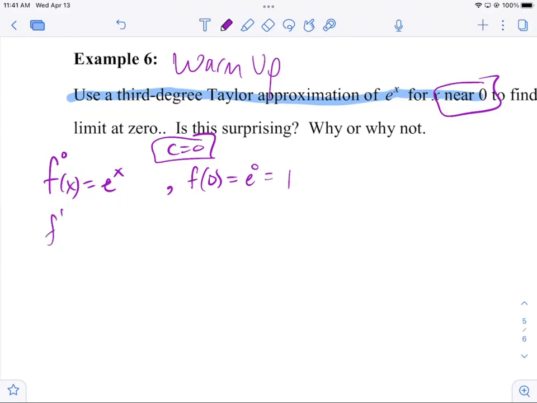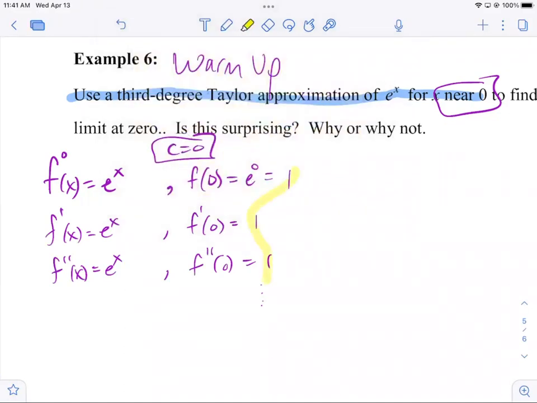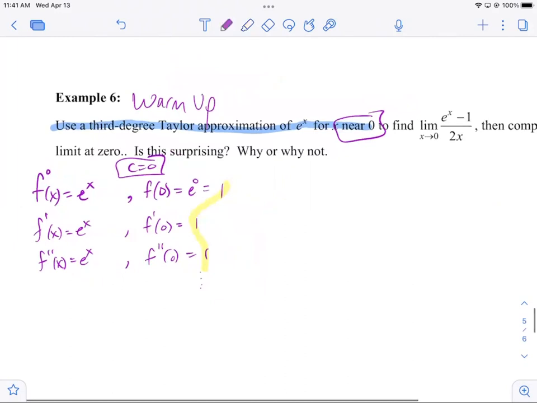Okay. The first derivative is e to the x. So f prime of 0 is also 1. The second derivative is e to the x. So the second derivative at 0 is also 1. I think I see a pattern here in Taylor's form. It looks like the numerators of all of my terms are going to be 1. So I don't really need to expend much effort going much further than this. So I think I'm ready to write the third degree polynomial.